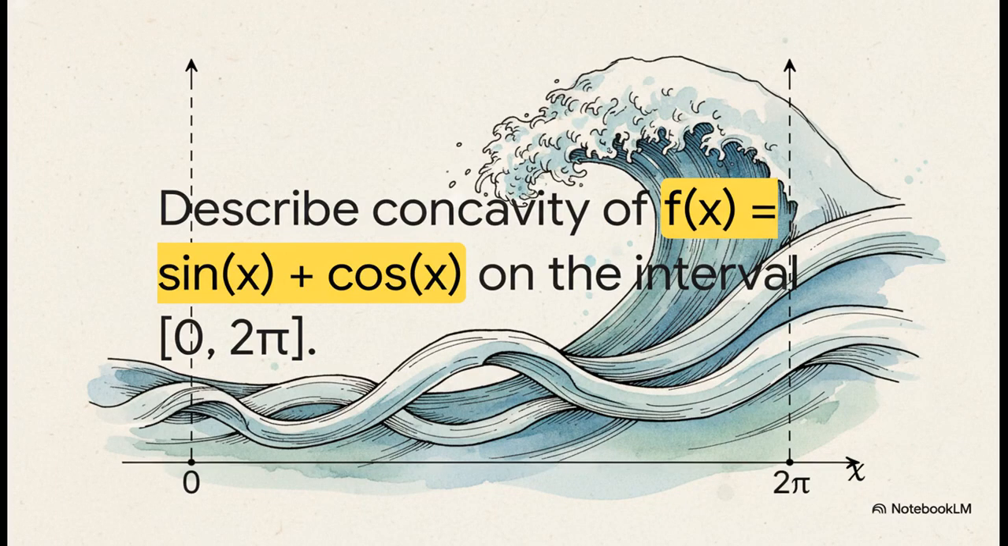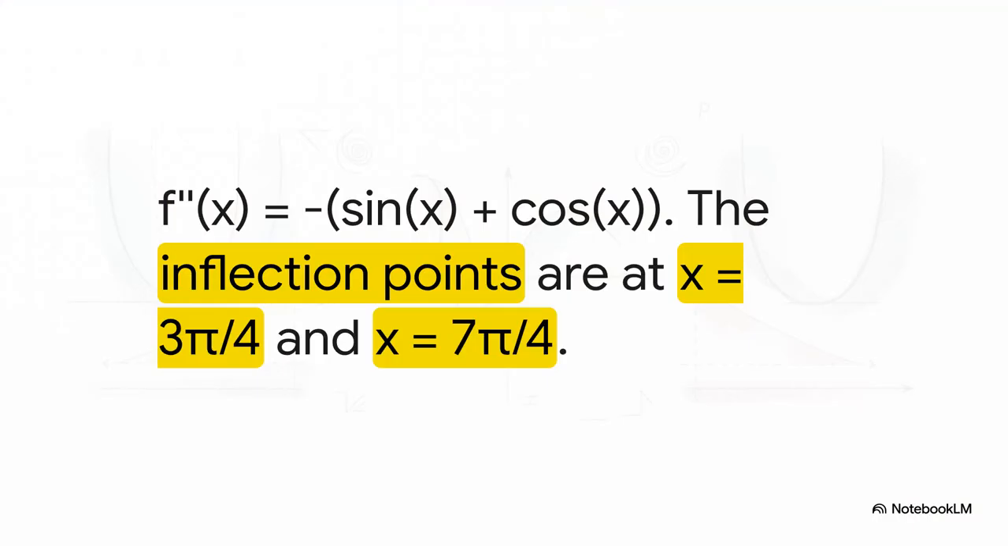Okay, for our last one, let's tackle something that can sometimes feel a bit tricky, a trig function. We'll look at sine of x plus cosine of x, and just to keep things contained, we'll only look at it on the interval from 0 to 2 pi. But don't worry, the process doesn't change one bit. So we follow our method. The first derivative is cosine minus sine. The second derivative is negative sine minus cosine.